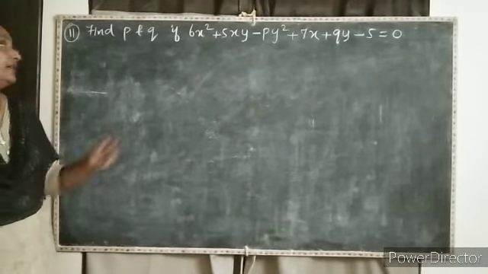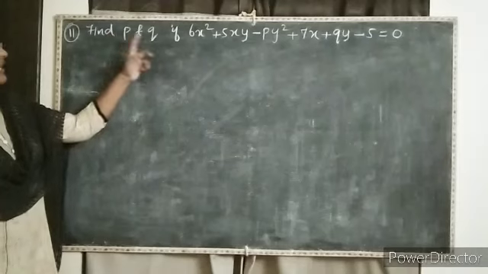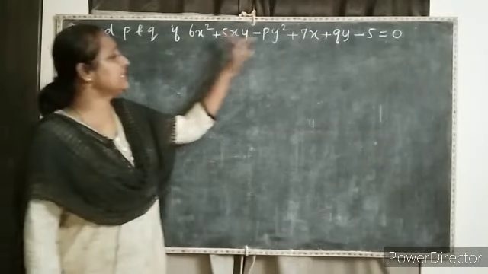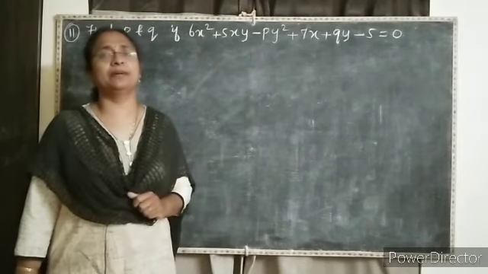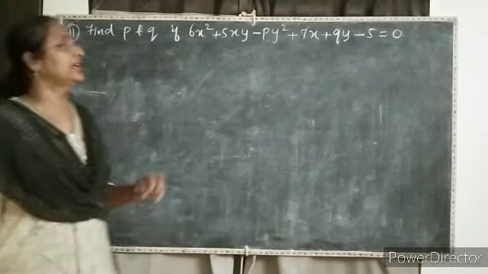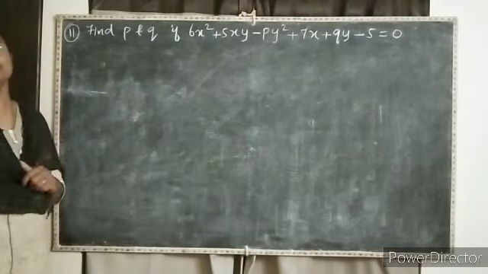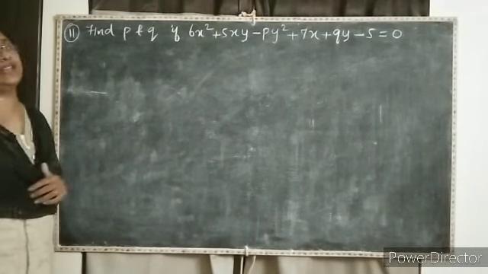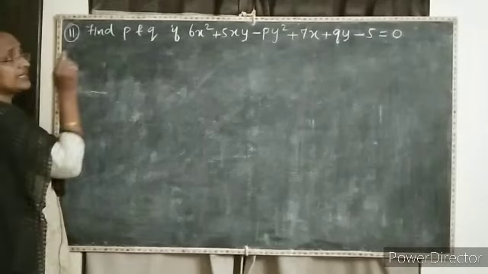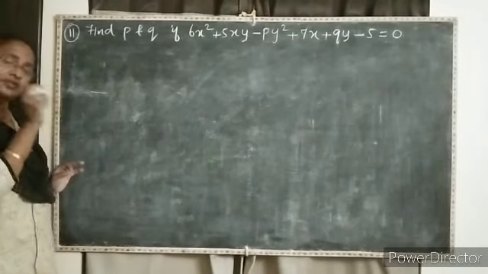Okay students, let's continue with the 11th sum. It's a very simple sum. We have to find the values of p and q if this equation is a perpendicular pair of straight lines. Now, two things we have to get into memory from our previous classes. The first one is the general equation of the pair of straight lines.